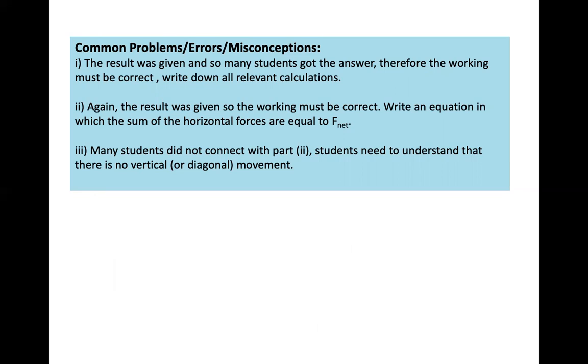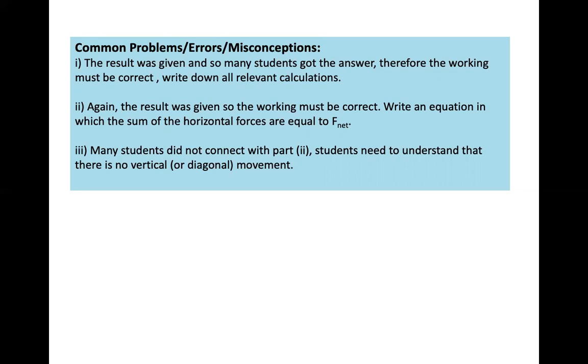Again, with number 2, the result 53.2 was given, and so because it was given, the working must be correct. It was amazing sometimes that some students got the right answer, but when you check their calculation, it didn't come from their calculation. So write an equation with the sum of the horizontal forces, which are equal to F net, and then some students didn't realise that we needed to work out the net force horizontally.